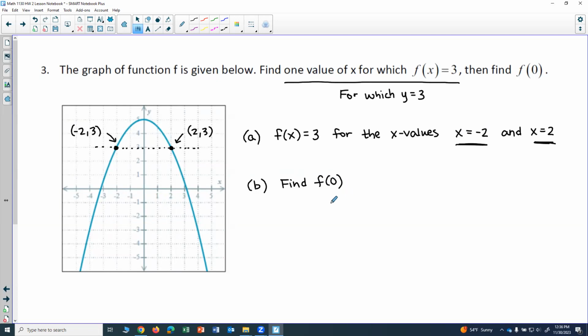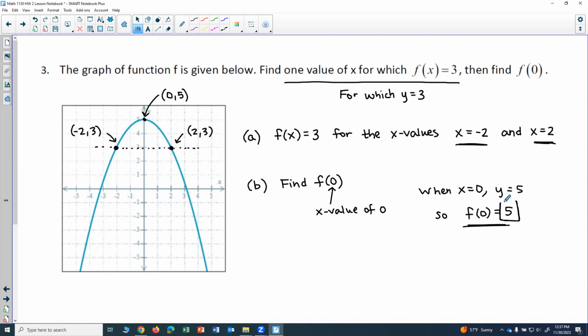Now in function notation, whatever's plugged into the parentheses, that's your x value. So that's an x value of 0. So I go to where x equals 0, and I want to look at where my graph is, and I have the point 0, 5. So I know that when x equals 0, y equals 5. So that means that f of 0 equals 5. So my answer there would just be the 5. That would be my answer for part B.